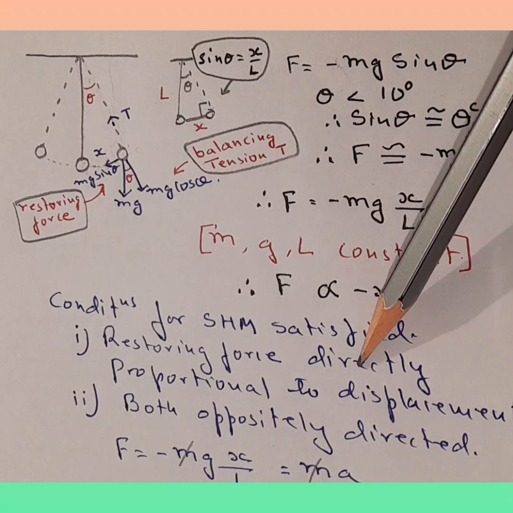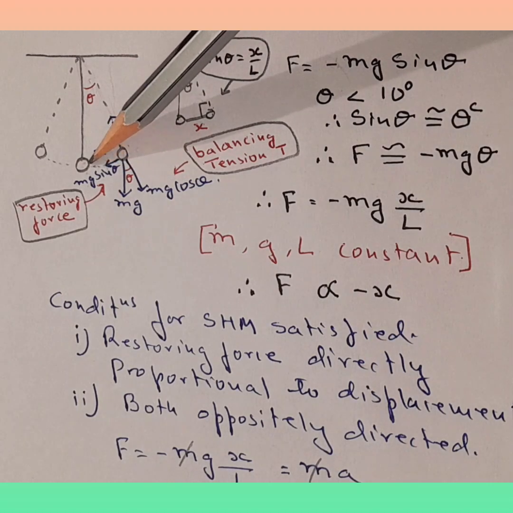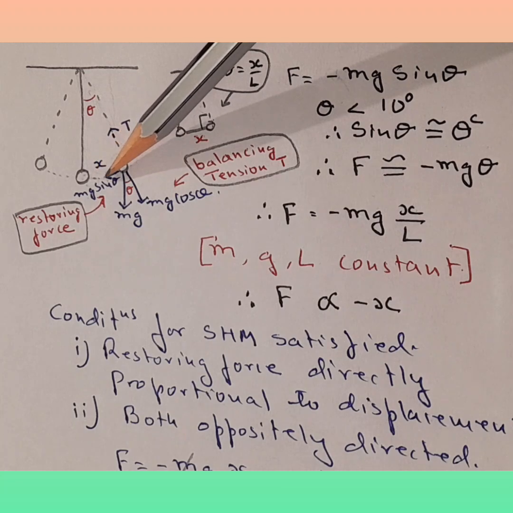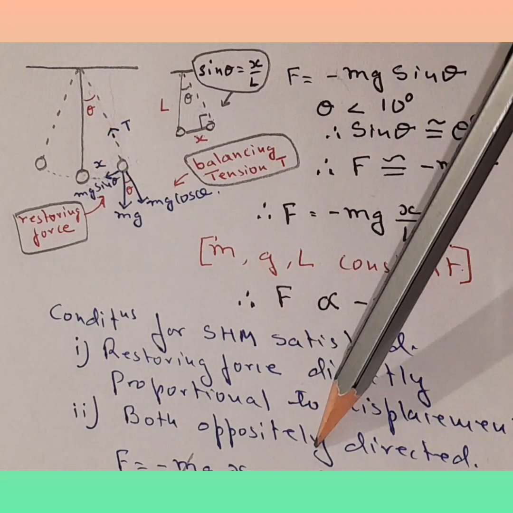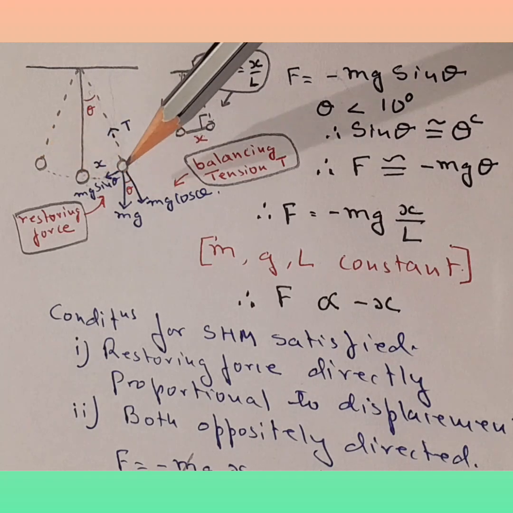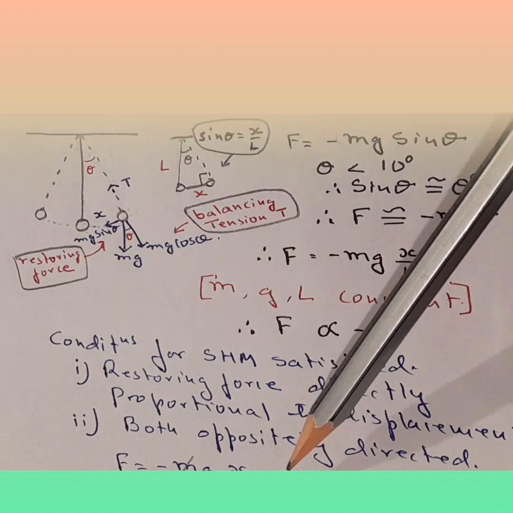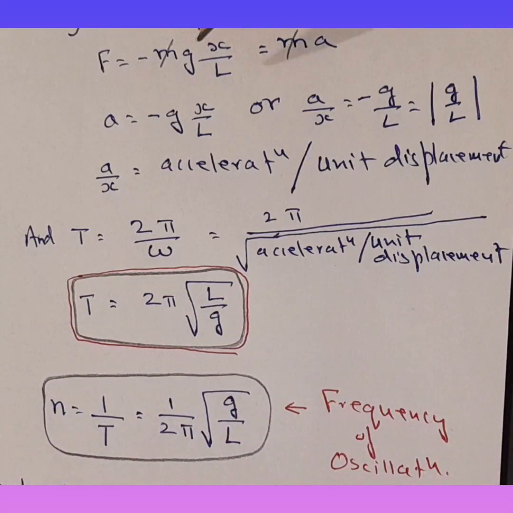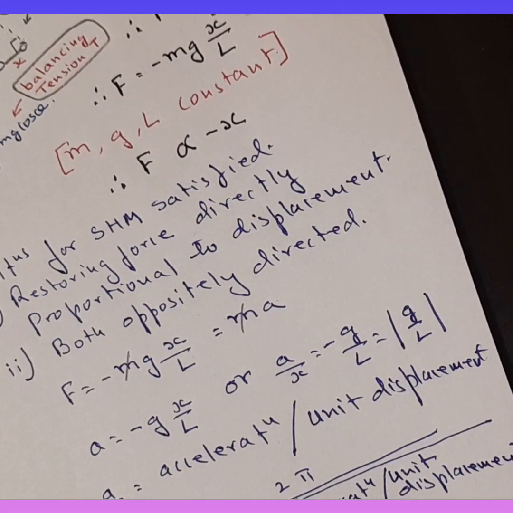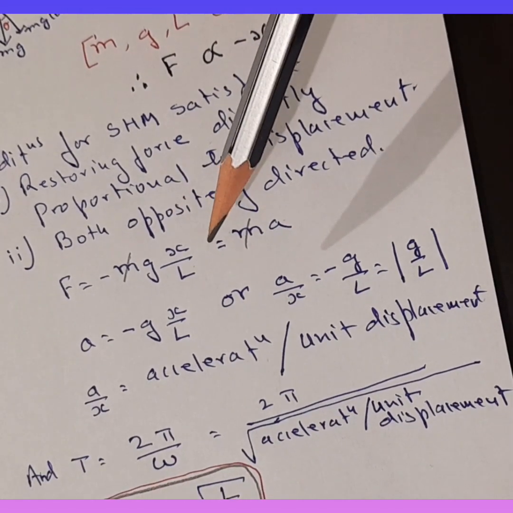So the first thing is proved. And yes, both are oppositely directed. Restoring force is in this direction whereas displacement is in this direction. So the conditions are satisfied, and we can assign this oscillation of the pendulum as SHM. Let's move further. F is equal to minus mg x over L, which is equal to ma. We are picking it from what we had derived, F is equal to minus mg x over L, and we continue from there.